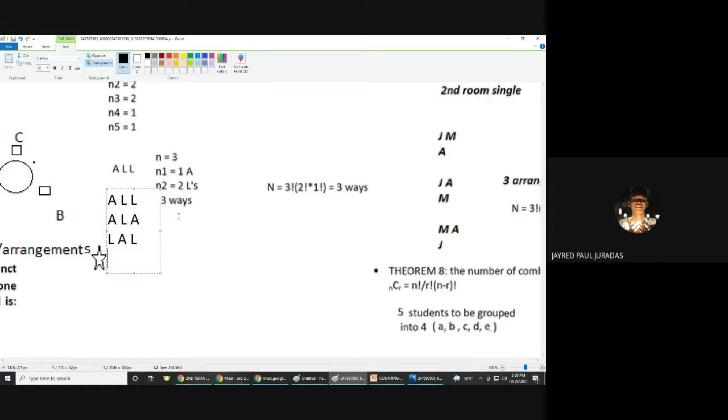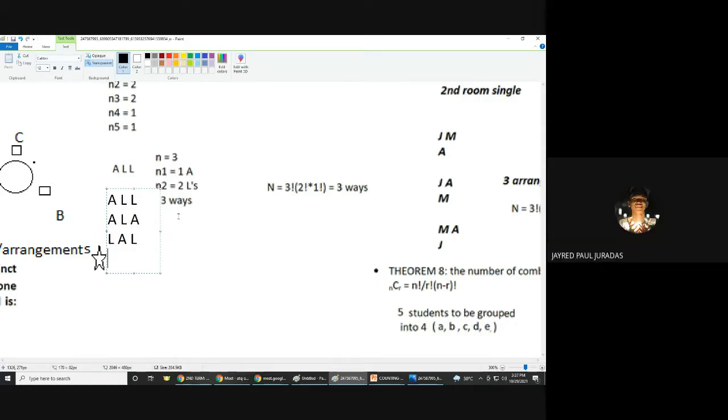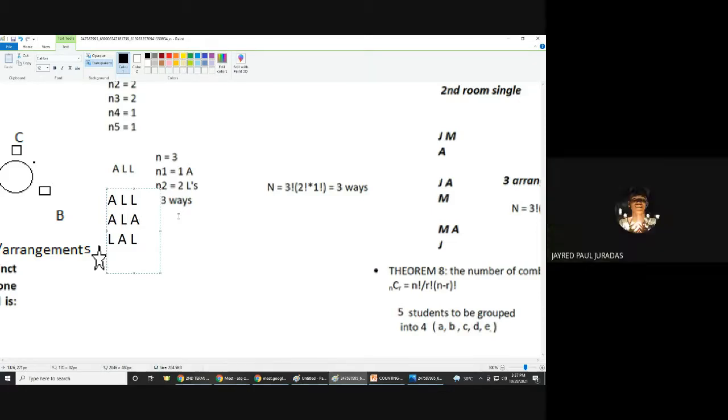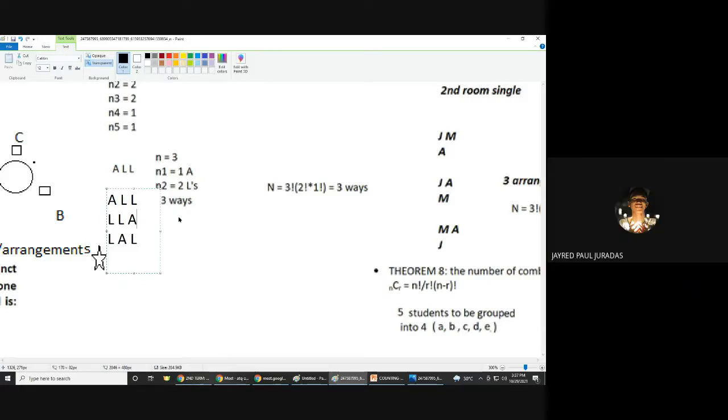Pwede di ba ma-repeat ang letter, sir? Dalawang L. Isa lang ang A. Mali parinig ko ata eh. Ano dapat to dito? LLA dapat, sir. LLA. Parang napaisip tuloy ako. Okay na. Meron pa ba iba, Jared? Wala na, sir. Okay.